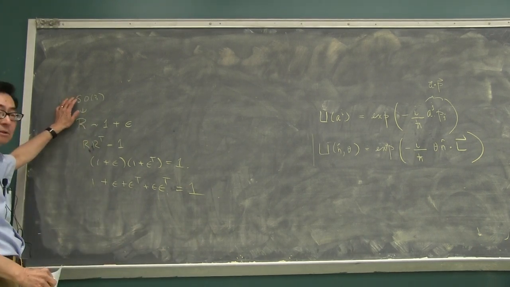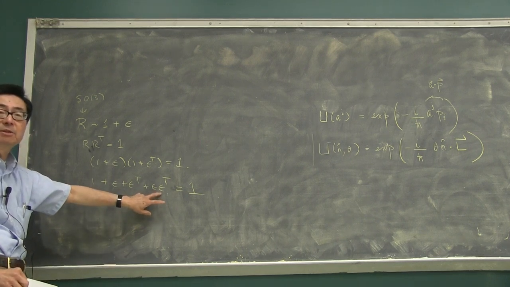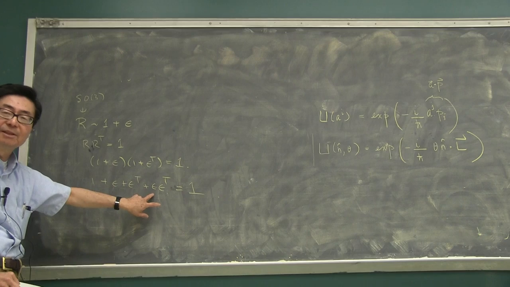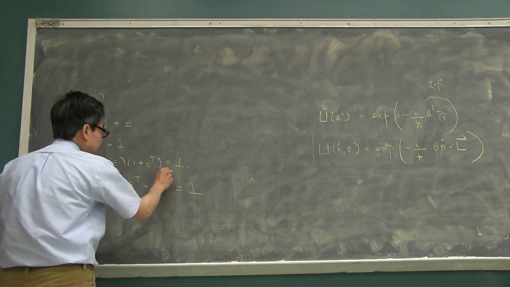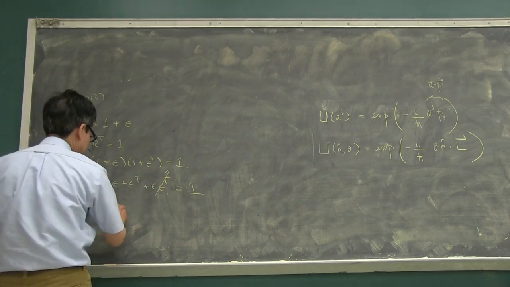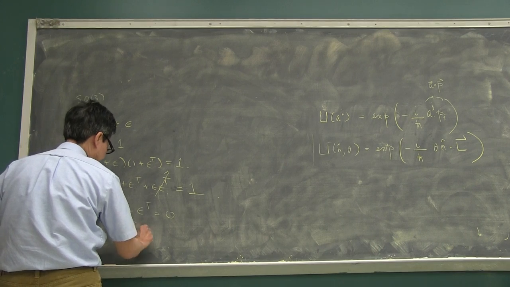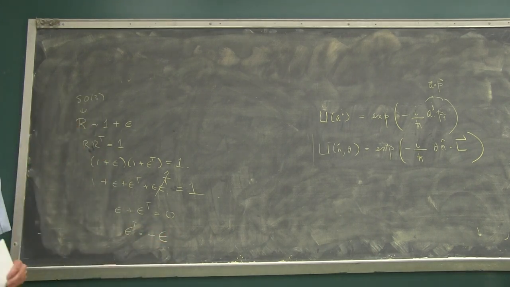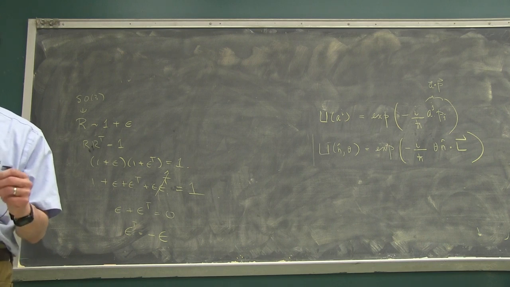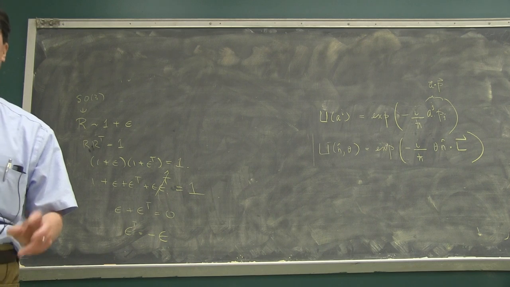Now the whole thing is orthogonal, but epsilon itself is not orthogonal, so epsilon times epsilon transpose is not equal to 1, but it's of the second order in epsilon, and so if we retain only first order expansions, then we have this: 1 plus epsilon plus epsilon transpose is equal to 1. The 1 cancels out on both sides. That means epsilon plus epsilon transpose is equal to 0. That means epsilon transpose must be equal to minus epsilon. That means epsilon is necessarily an antisymmetric matrix. Okay? And all the epsilons are real.